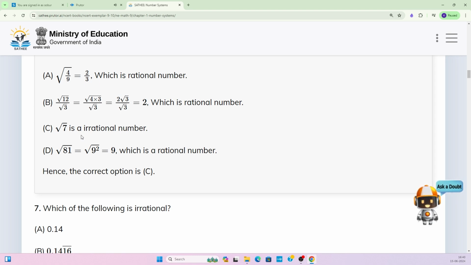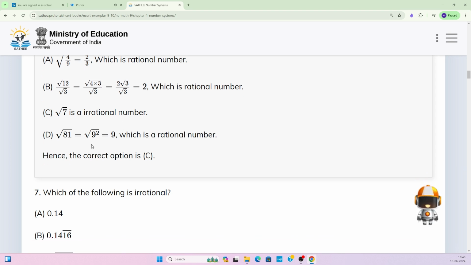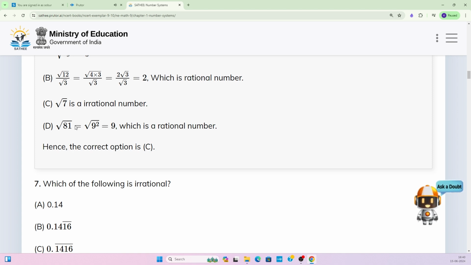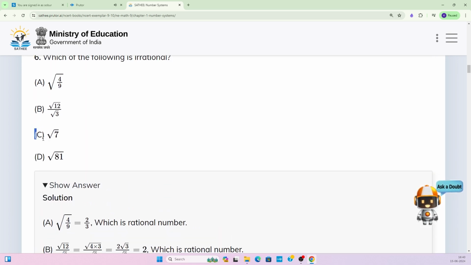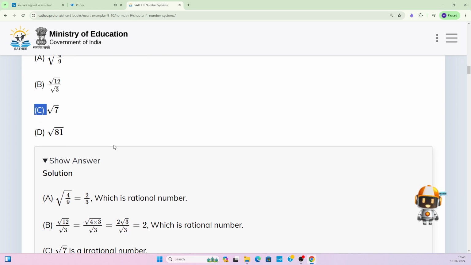Root 7 is an irrational number, and root 81 is equal to root over 9 square, which is equal to 9, a rational number. So hence the correct option is option C. Now let us move to the next problem.